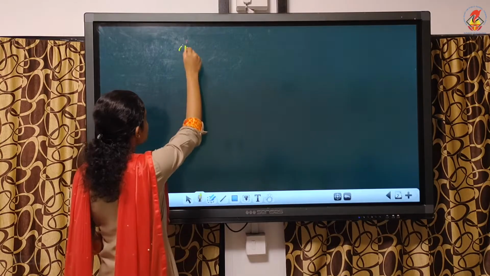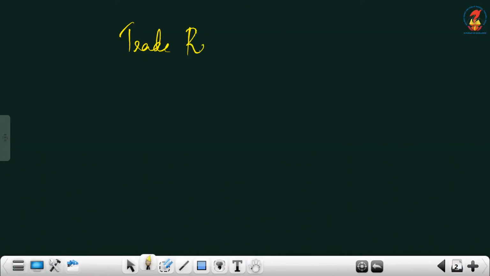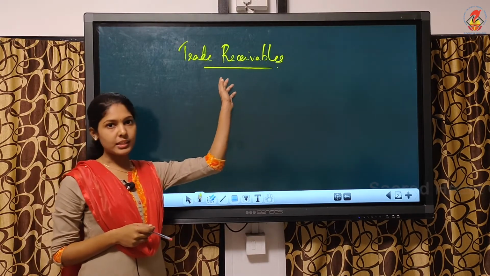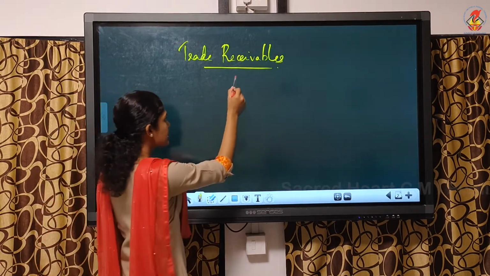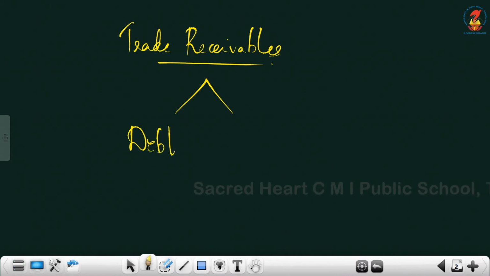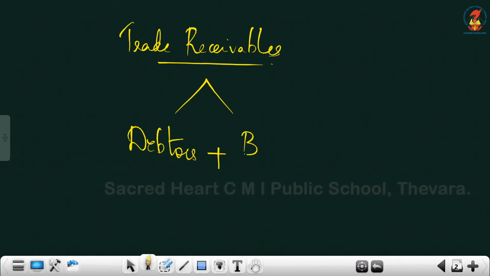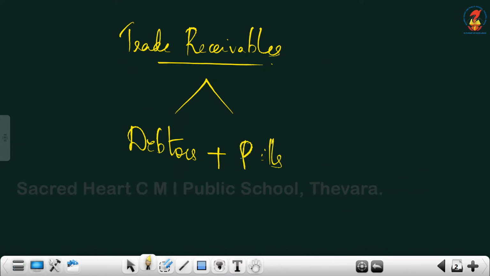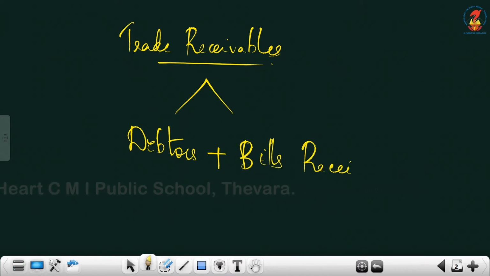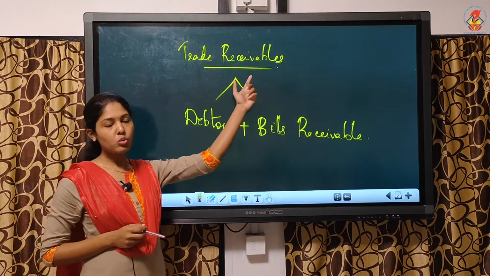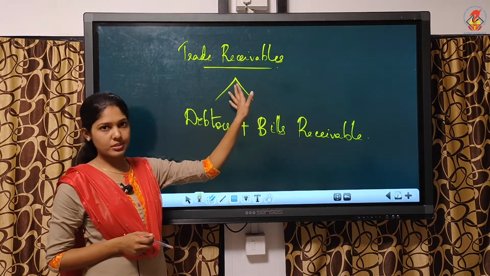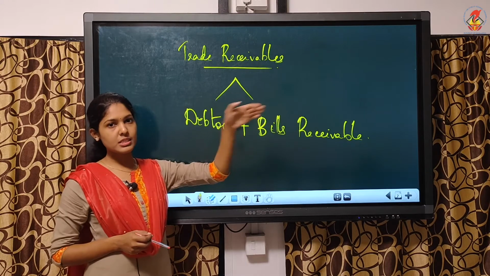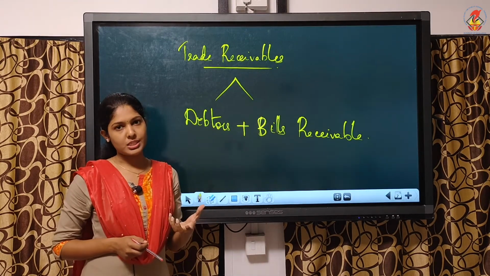The next one is trade receivables. We have come across this particular term before. Trade receivables is the sum total of debtors and bills receivable. And you know what is debtor, what is bills receivable. So basically, trade receivable means it is the amount receivable. It is receivable, not received. Amount receivable against sale of goods or services.